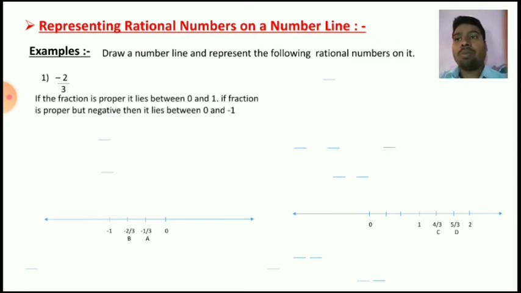If the fraction is proper, it lies between 0 and 1. If the fraction is proper but negative, then it lies between 0 and -1. Proper fraction means the numerator is less than the denominator. Here -2 is less than 3, so it is a proper fraction. But the numerator is -2, so it is less than the denominator, so it lies between 0 and -1. Therefore -2/3 lies between 0 and -1.